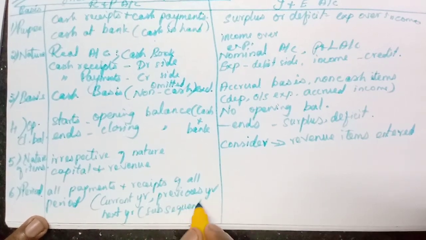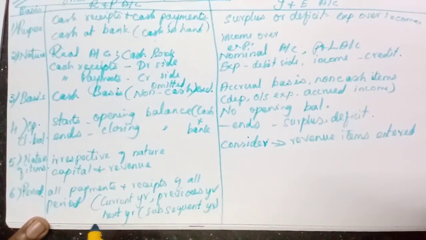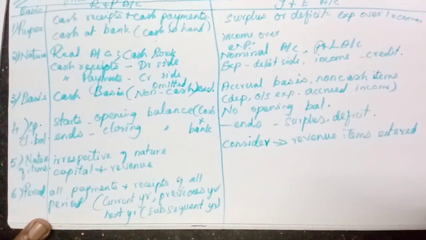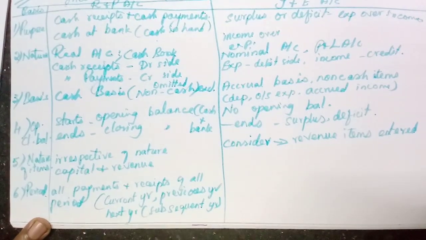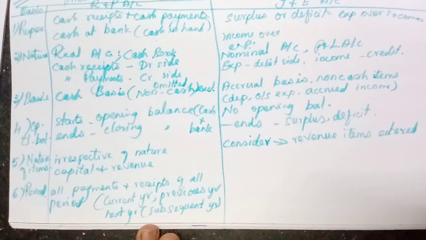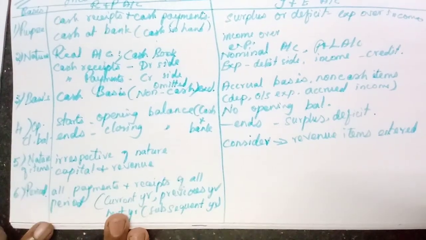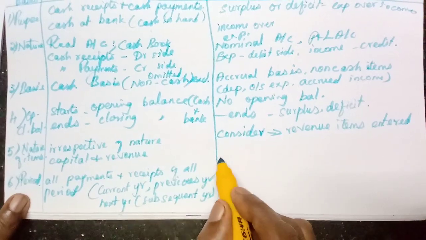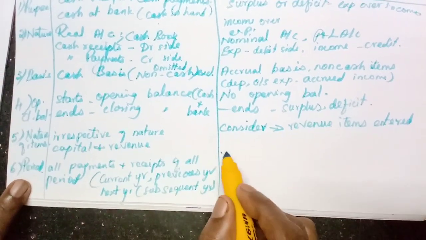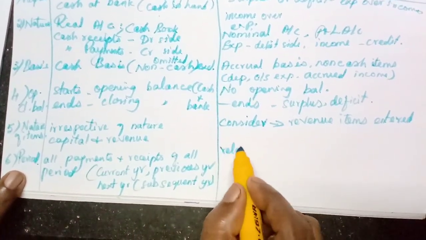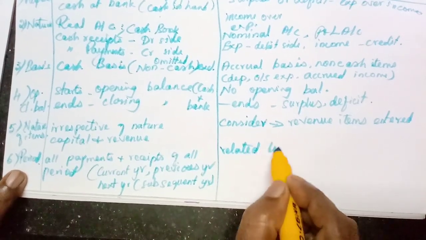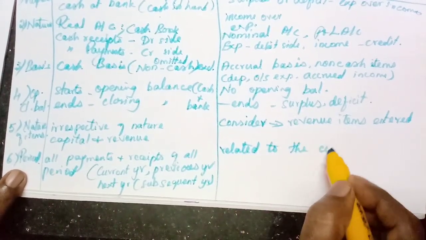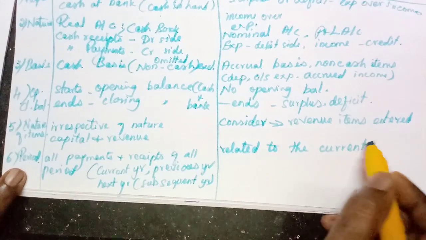Subsequent year means next year. Whether a payment or receipt is related to the current year, the previous year or the next year, all the receipts and payments are included in the receipts and payments account. But only the income and expenditure related to the current year will be entered in the income and expenditure account.